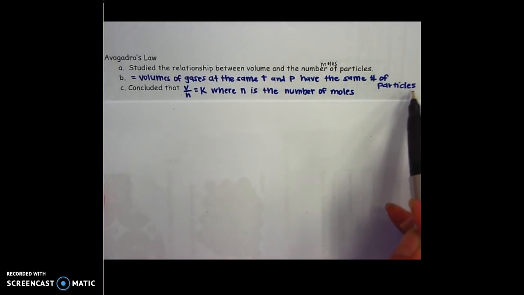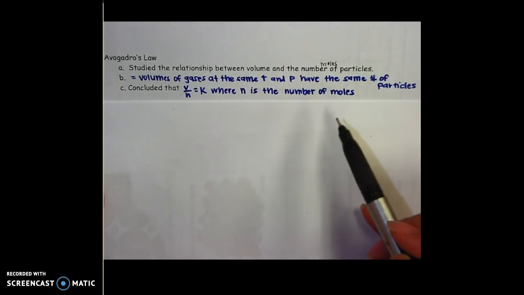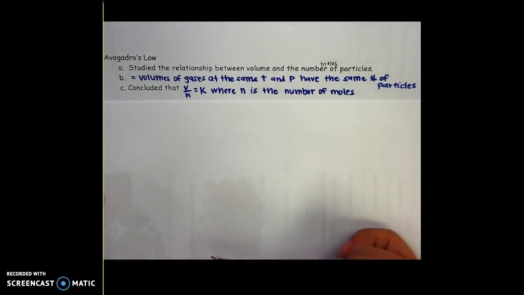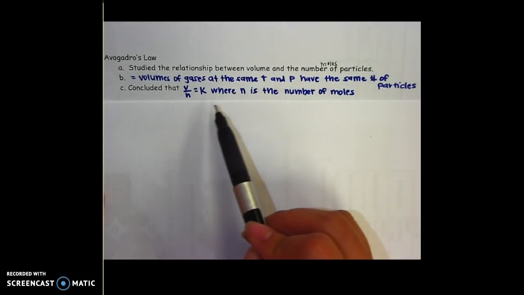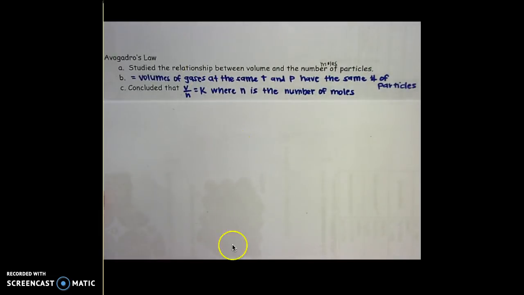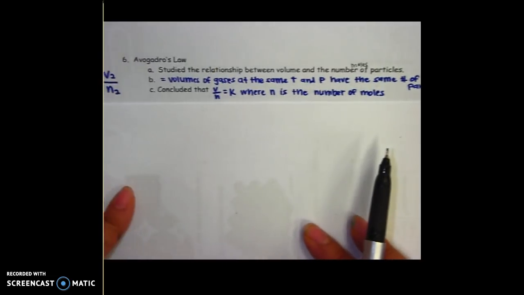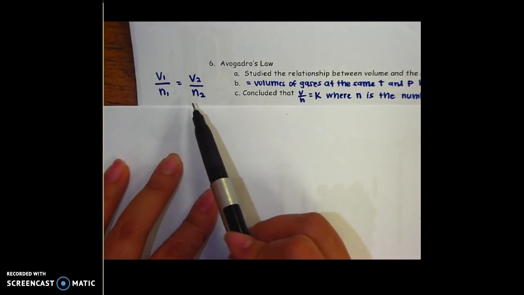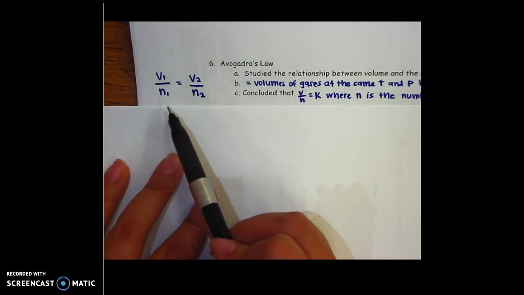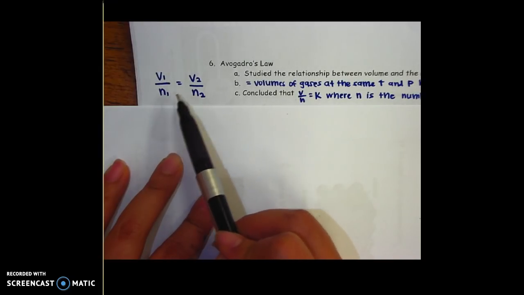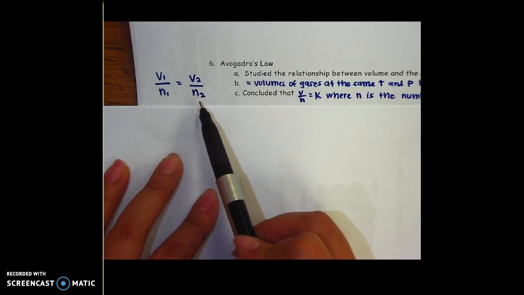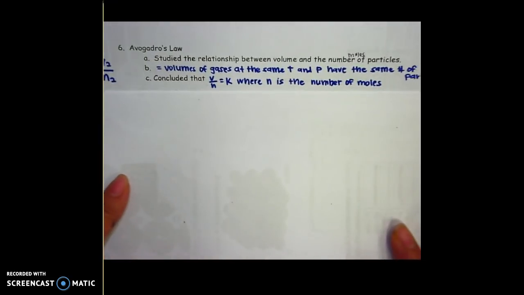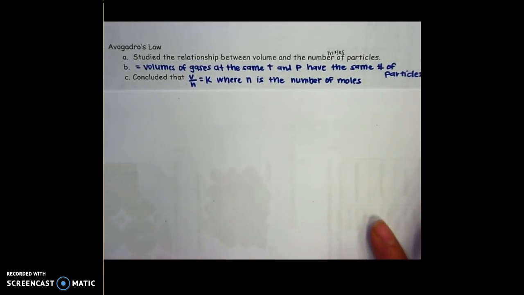Basically, his law just means that the more particles you have, the more volume you have. The fewer particles you have, the less volume you have. So they go up and down together and have a direct relationship. V over n is equal to k, where n is the number of moles. And over on the side, you want to copy down the equation you are going to be utilizing: volume 1 divided by the number of moles 1 is equal to volume 2 divided by the number of moles 2. You can just set it up as a ratio, just like what you have covered with me before with the other gas laws.